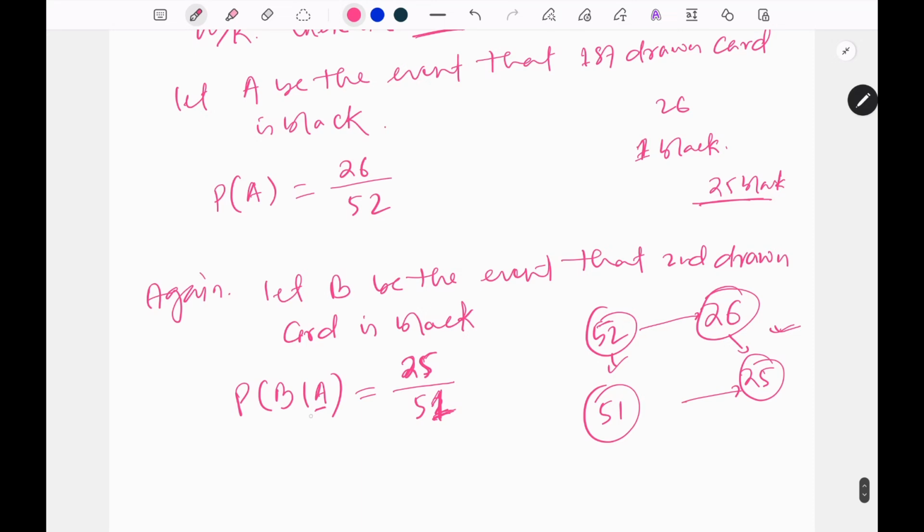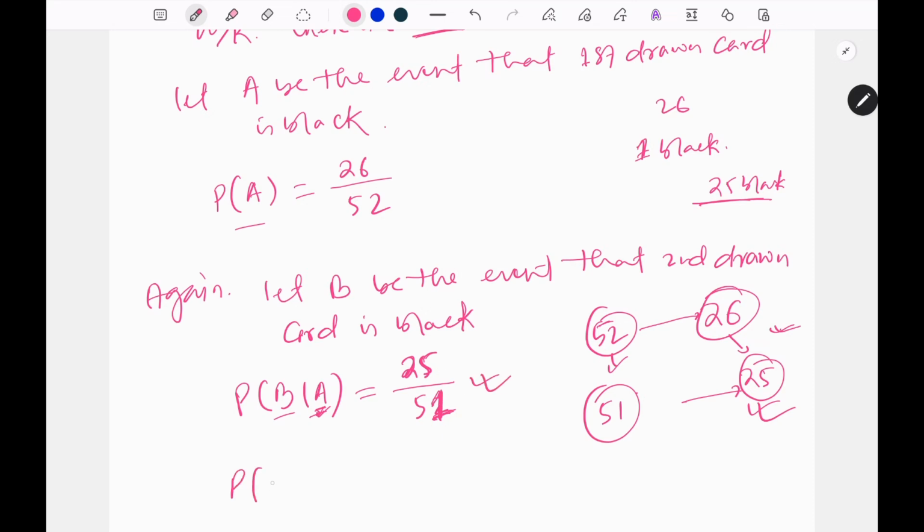तो प्रोबेबिलिटी ऑफ बी गिवन ए, व्हाई गिवन ए? बिकॉज ए हैज़ ऑकर्ड. वी हैव ड्रॉन वन ब्लैक कार्ड, सो प्रोबेबिलिटी ऑफ बी गिवन ए. एंड हाउ मेनी ब्लैक कार्ड्स देयर? 25, and total card is 51. So this is 25 by 51.